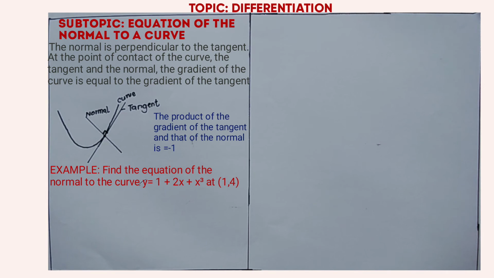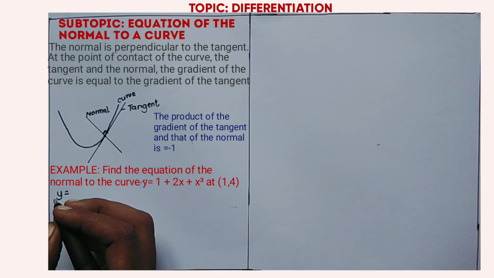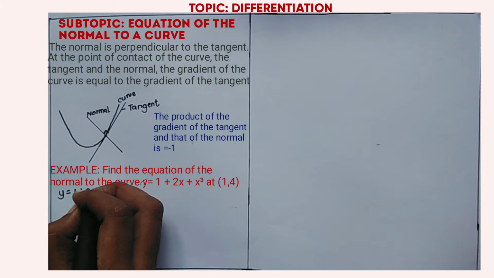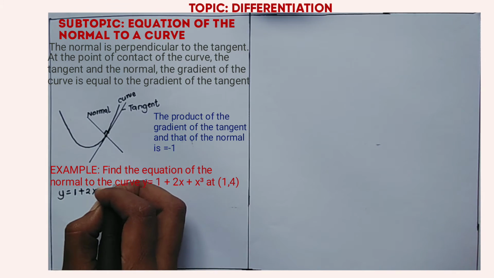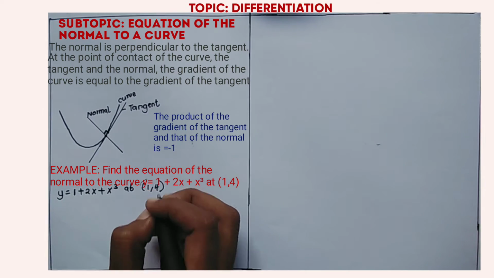An example is the question: find the equation of the normal to the curve y equals 1 plus 2x plus x cubed at the point (1, 4). So the equation of the curve is y equals 1 plus 2x plus x cubed at the point (1, 4).